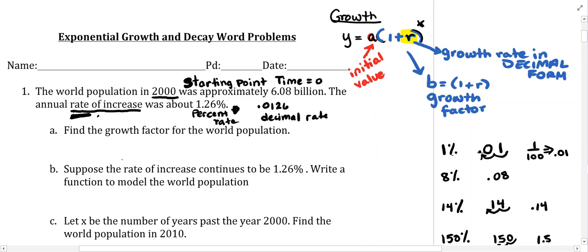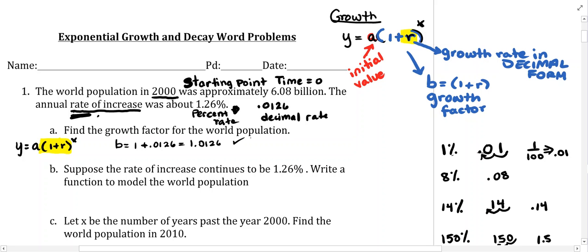Find the growth factor for the world population. Well, we know that since this is going to be a rate of increase, we're going to be using y equals a(1 plus r) to the x. The growth factor, as we said before, is the whole thing, 1 plus r. So then our growth factor b is going to be 1 plus 0.0126, or just 1.0126.